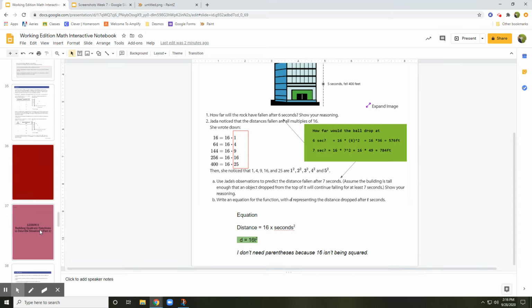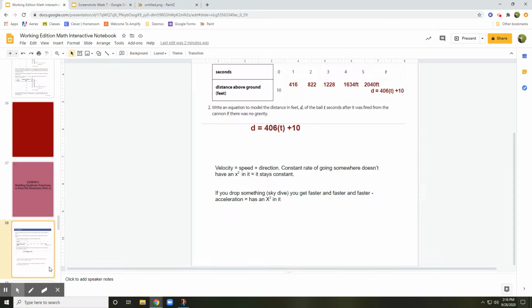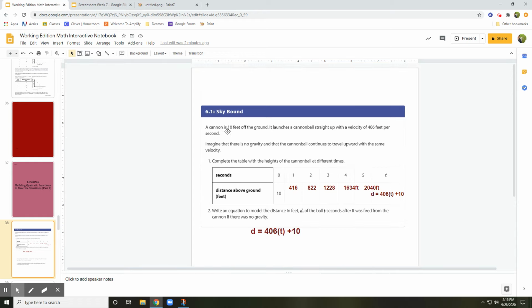All right, so let's go ahead and jump down here. The idea here is that there's a cannon. It's 10 feet off the ground. It launches a cannonball straight up with the velocity of 406 feet per second. So I will build this image, but I will not sit here and calculate it because we've already done that as a class.